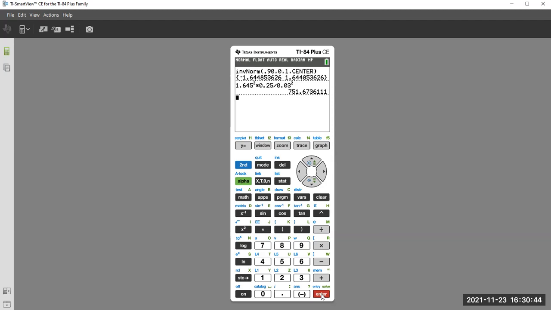So 751.67. We always round our N up, so 752. If we round down for whatever reason, you've got to remember this is a floor. We can't go below that number. And since we'll need whole numbers, it always indicates we round up.